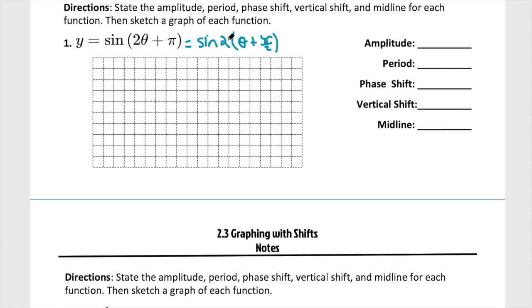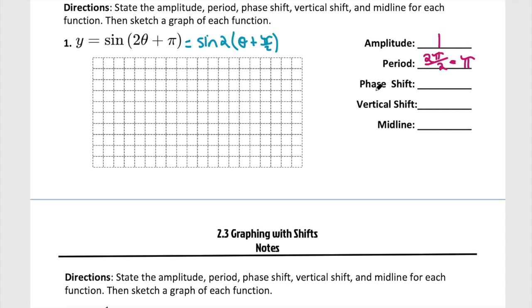Now that our equation is written in the correct form, we can begin finding our amplitude, period, phase shift, vertical shift, and midline. Our amplitude is based on the number in front of our equation. Given that there is no number here, our amplitude is 1. Our period can be found by doing, in this case, since it's sine, 2 pi divided by the number that is getting multiplied by theta, which is 2. So our new period is going to be pi.